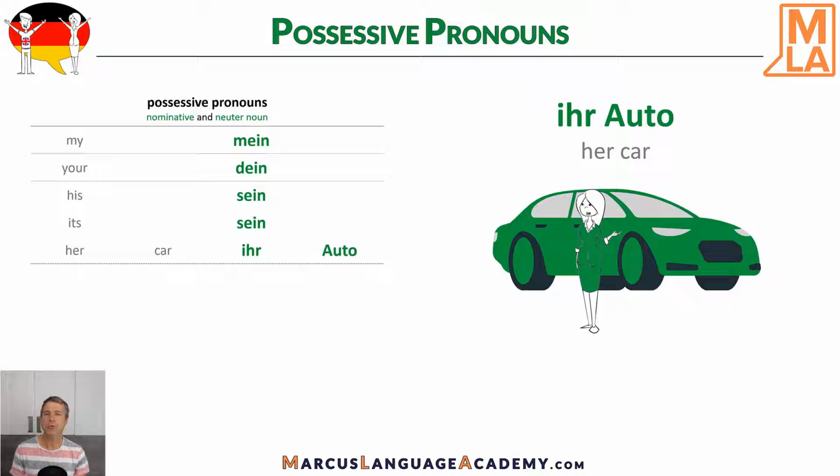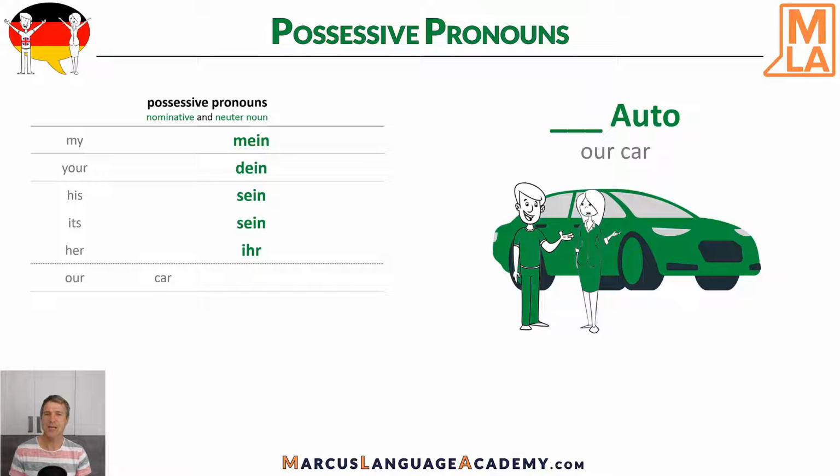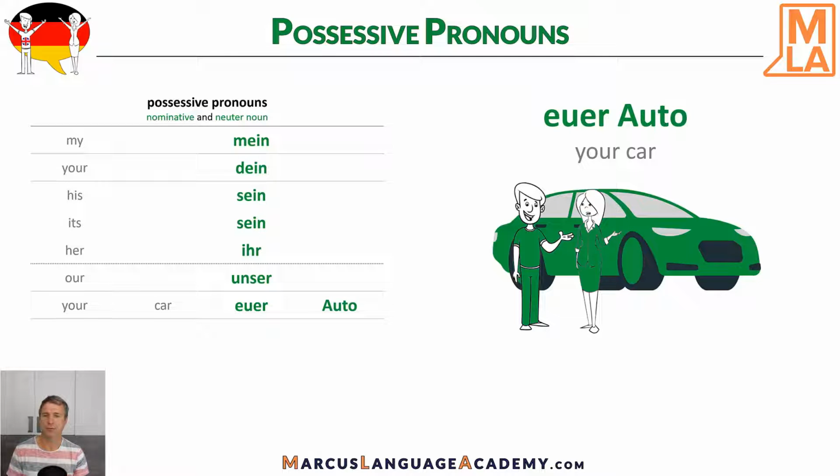Let's move on to the plural. Here we say for our car, unser Auto. When we speak informally to several people, we say for your car, euer Auto. And for their car, we say ihr Auto.